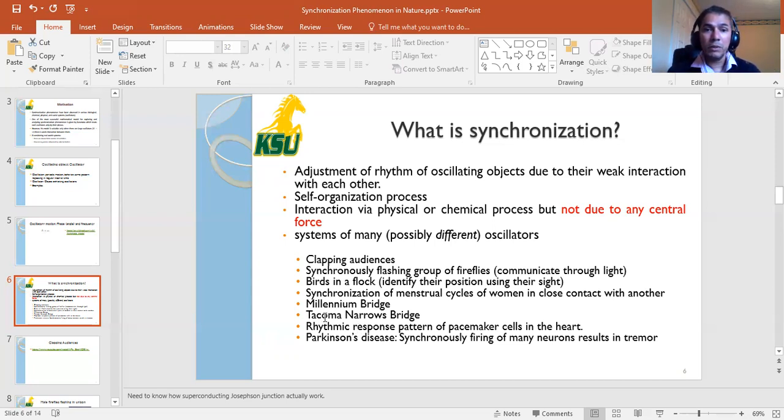There are other examples, like the rhythmic response pattern of pacemaker cells in the heart. These cells are also behaving synchronously.